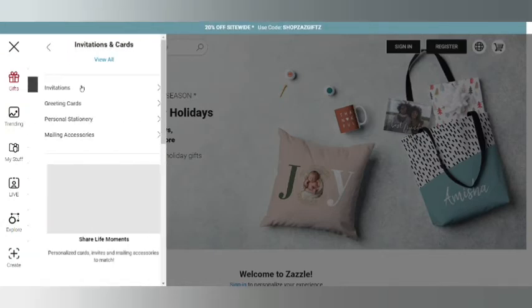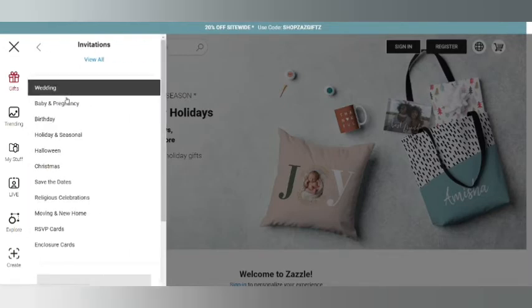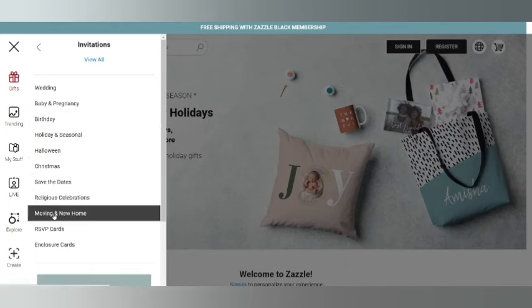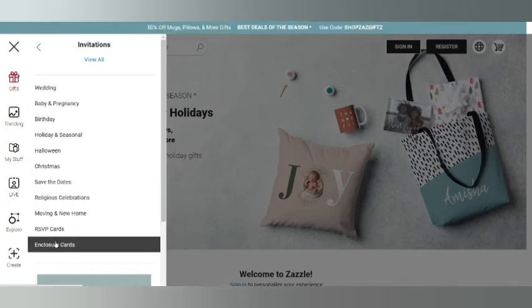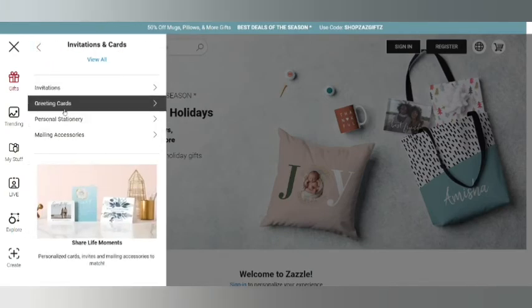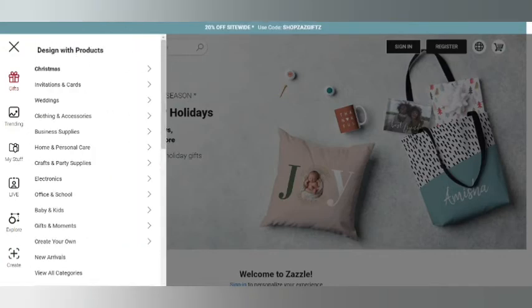Similarly, you could target the invitations and cards. You could see what kind of invitations are popular. These are your niches, guys, based on the events, based on the holidays: the wedding, baby, pregnancy, birthday, holiday, Halloween, Christmas, RSVP cards, enclosure cards, so on and so forth. Similarly, with the greeting cards and the personal stationery, you could very well go deep into it, whatever kind of product you want to create, and you could do according to it.